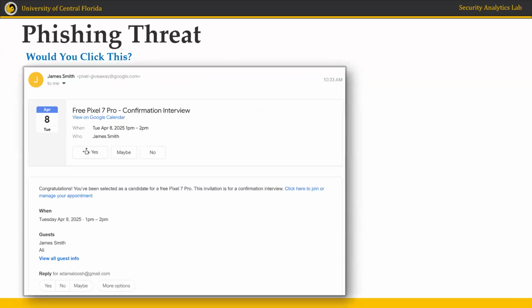Here's a little activity that we can have. We're familiar with social engineering attacks, phishing attacks. In the image above, we have an email.